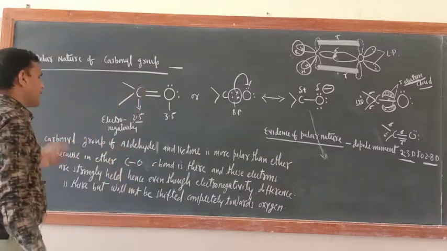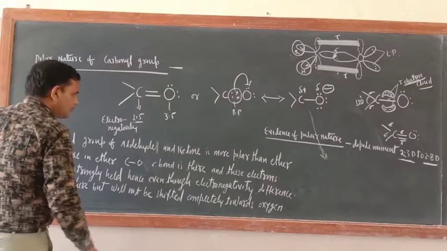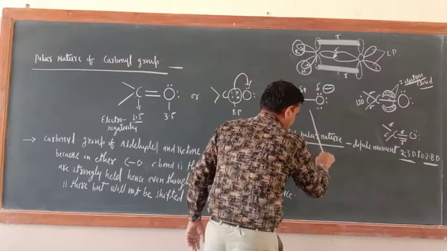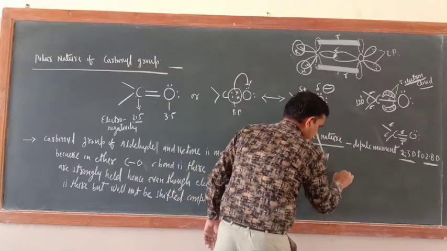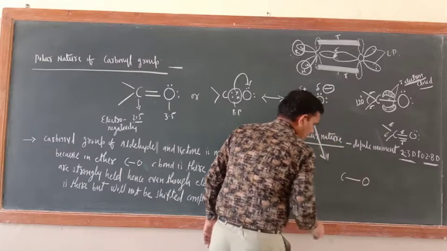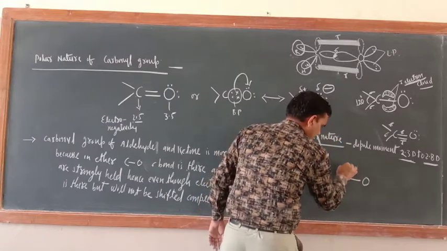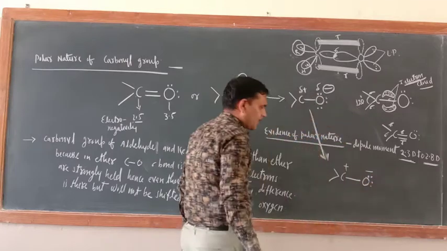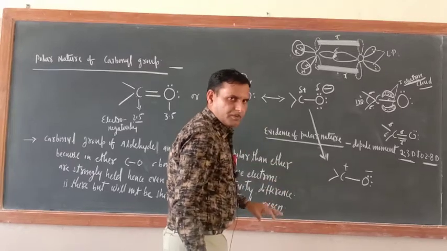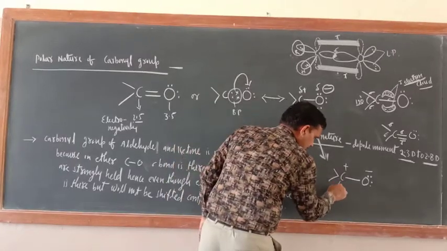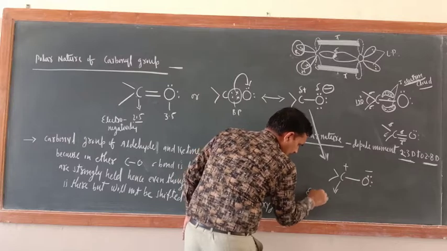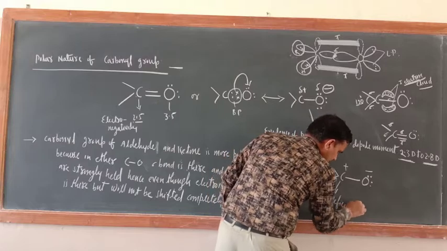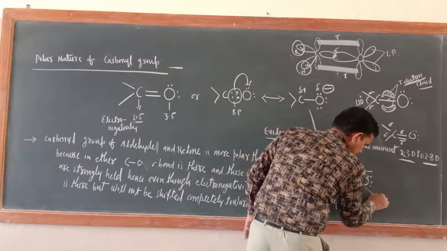Now there is one important thing here that I would like to explain. Just see, suppose I write this structure like that: C single bond O. This is positive, this is negative. Here make 2 lone pairs. And now just see, in the carbonyl group, this carbon is an electron deficient center. What about this oxygen? This is an electron rich center.